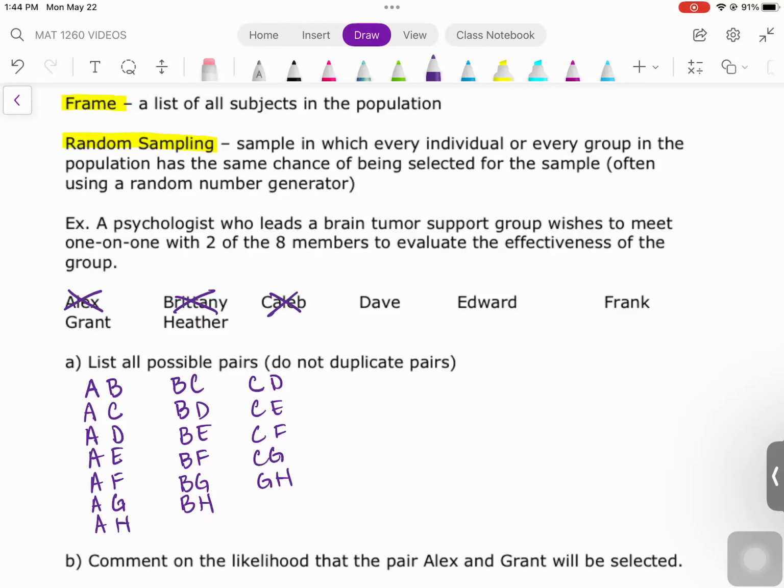I'm going to ask that you pause the video and continue building these lists, and then restart the video when you're finished to check it. When you check your pairs, you should end up with a total of 28 different pairs if you were to count them.